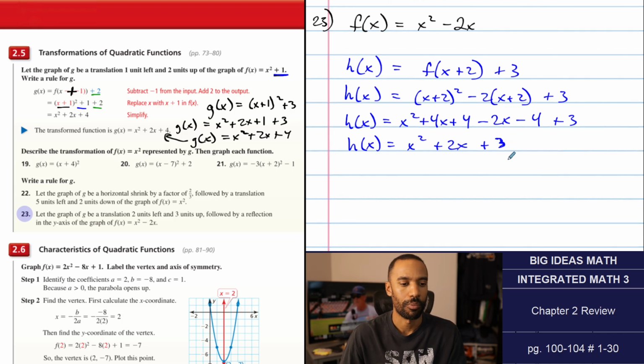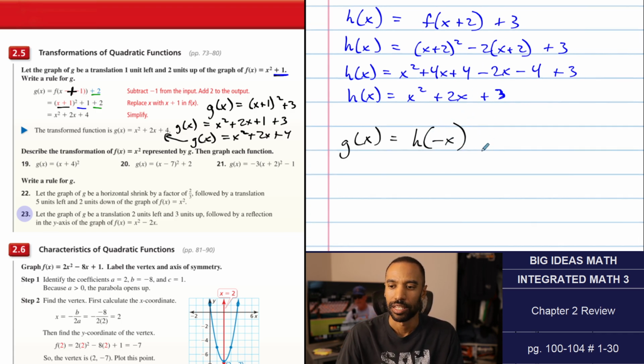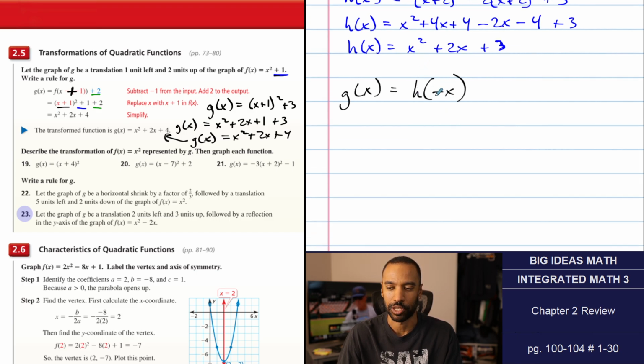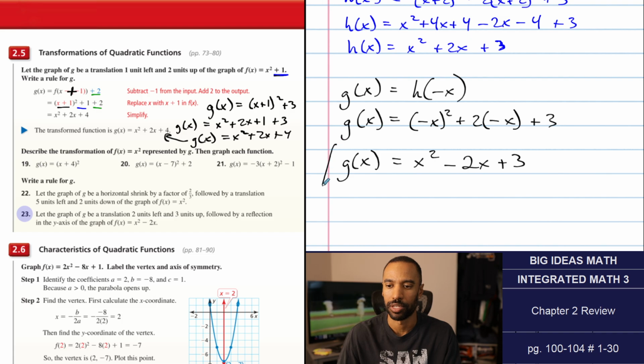Now let's do a reflection in the y-axis. Let's call this one g. That's what they're saying. So for g, we're going to take our h of x equation and change the sign to negative x. So we're going to replace every x with a negative x here. That doesn't mean change every term into negative though, because we have negative x quantity squared plus 2 times negative x plus 3. So the plus 3 doesn't change, and negative x quantity squared is positive x squared. So this becomes x squared minus 2x plus 3.